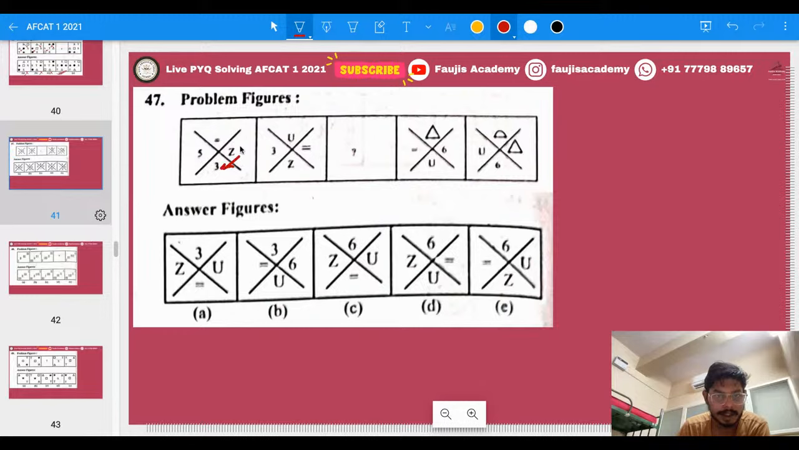Z is moving here. This is coming over here. Okay. Right. 5 is vanishing and a new one is coming over here. Okay. So an equal to sign should come over here. We should have an equal to sign over here. That means this and these two are probable. B, D and E are gone. Okay. Right. B, D and E are gone.